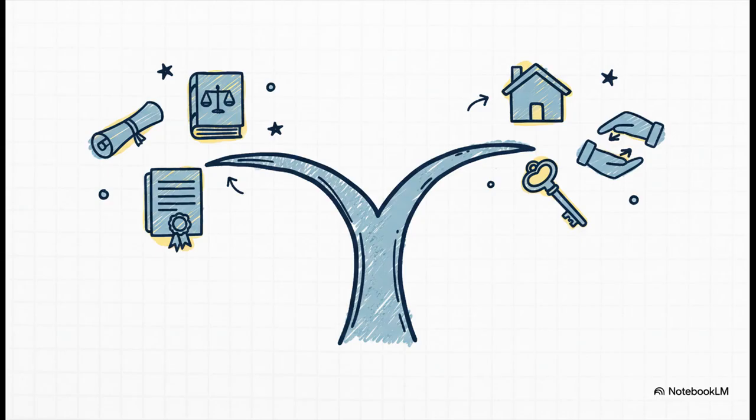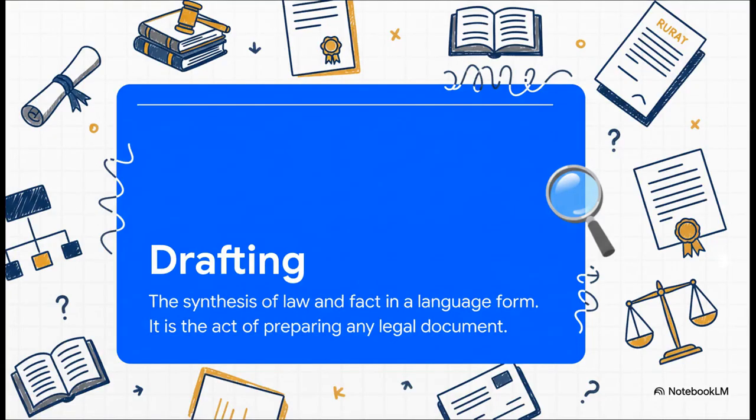So to start, let's zoom out and look at the big picture. When we talk about creating legal documents, it all really boils down to two main ideas. First, you've got this really broad category called drafting. This is the whole shebang. It's the skill of putting together any legal document, from contracts to wills to even laws.